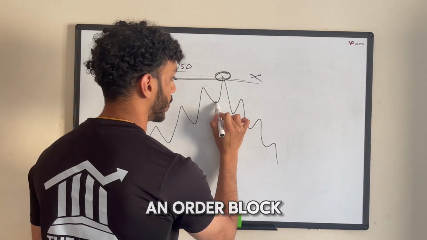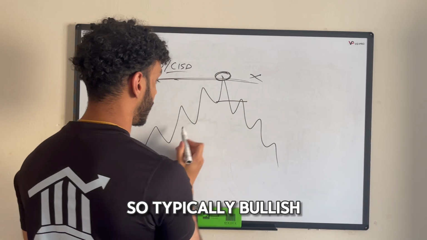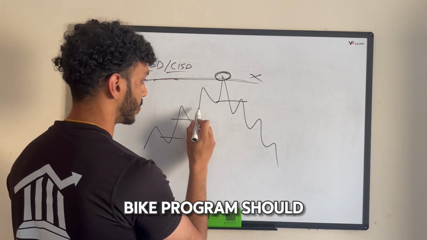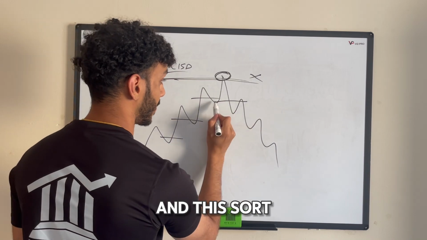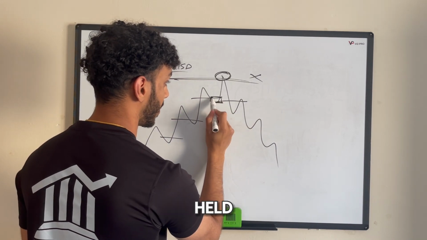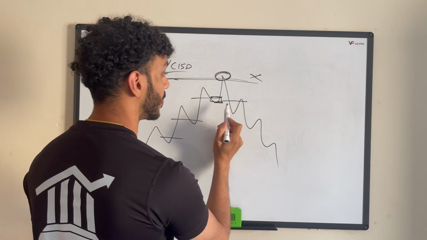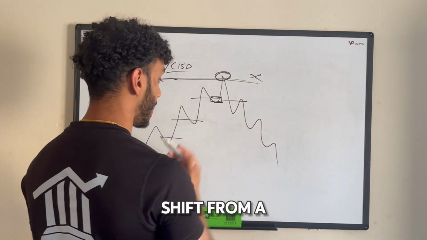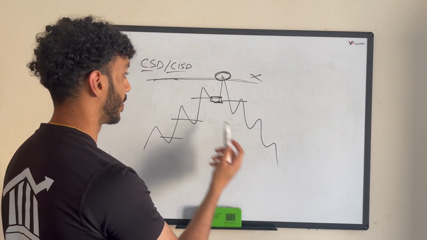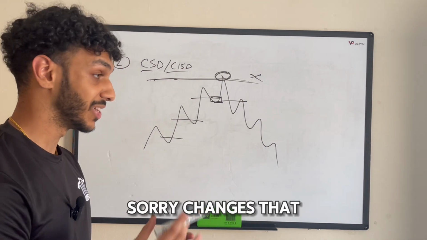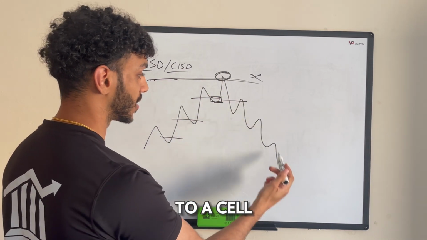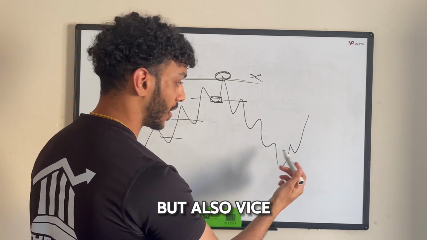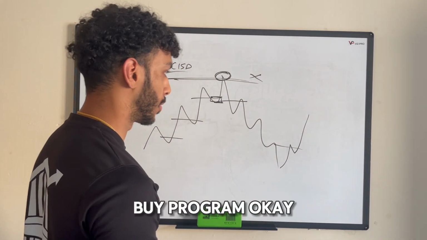One is through an order block formation. So typically, bullish arrays in a buy program should be holding, right? Now, once that gets broken and this sort of bullish array that should have held, quote unquote, gets broken, that denotes the shift from a buy program to a sell program. And that's basically what a change in state of delivery actually is. It's the shift from a buy to a sell program, but also vice versa, from a sell to a buy program.